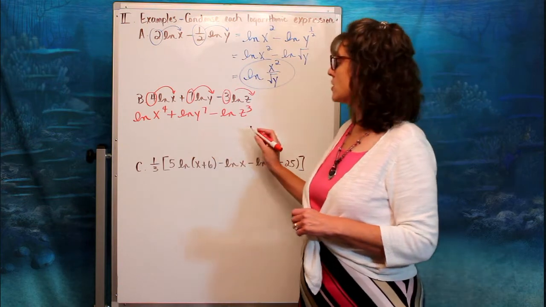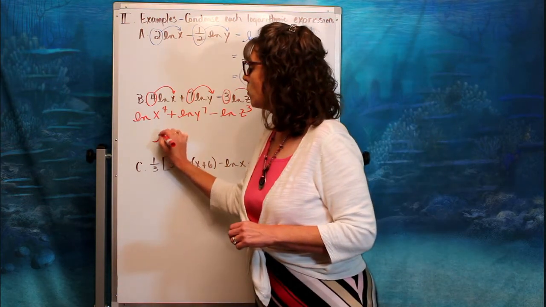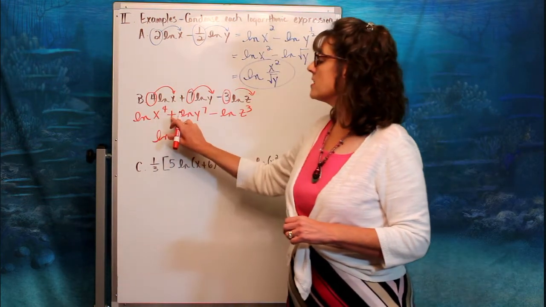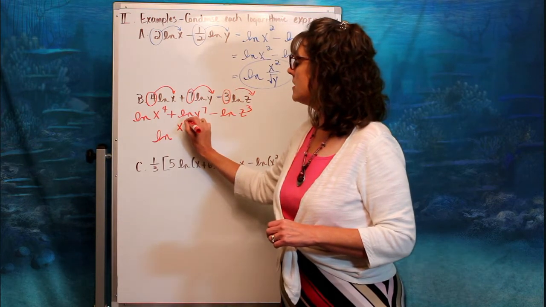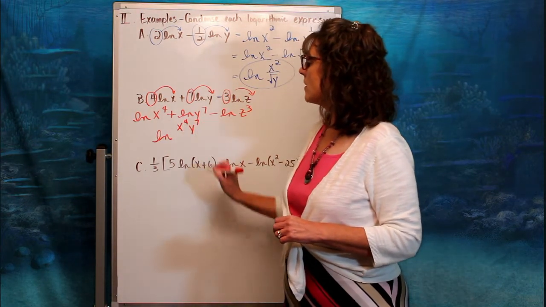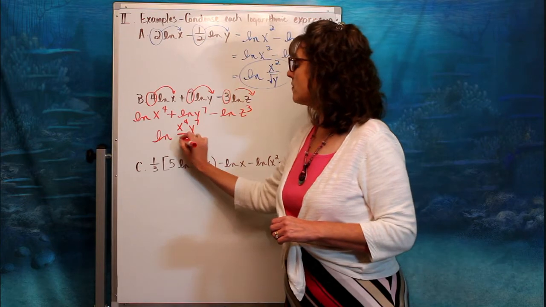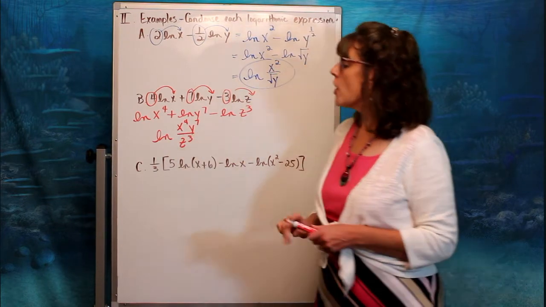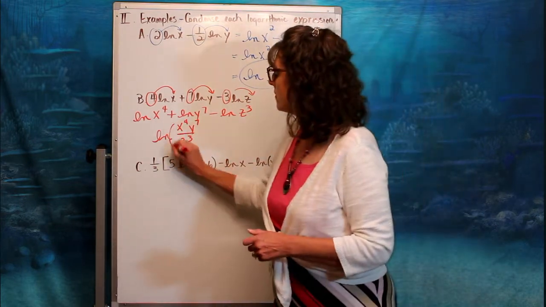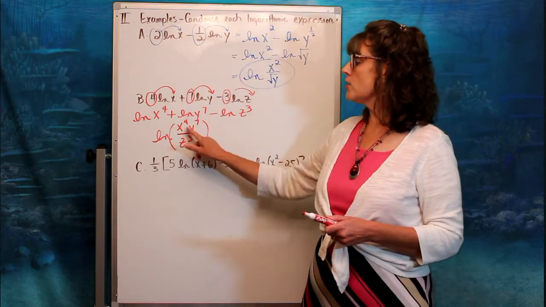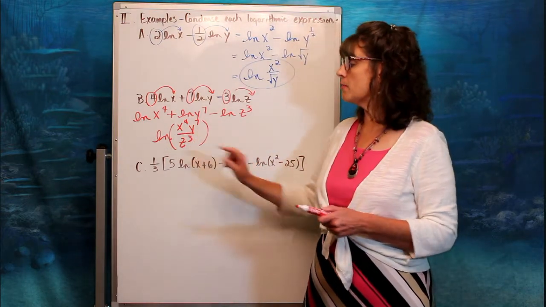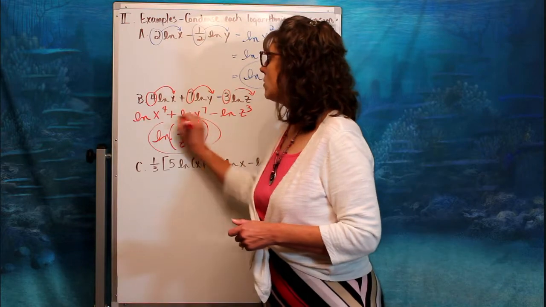Subtraction leads to division. So therefore, I can condense it into one natural log. This addition, I'm going to now multiply these two factors. And this subtraction, I'm now going to divide that factor. So I get natural log of the result of x to the fourth times y to the seventh divided by z to the third. One single logarithm.